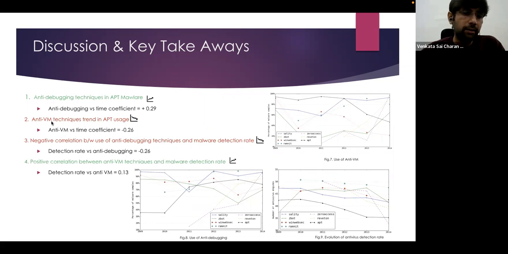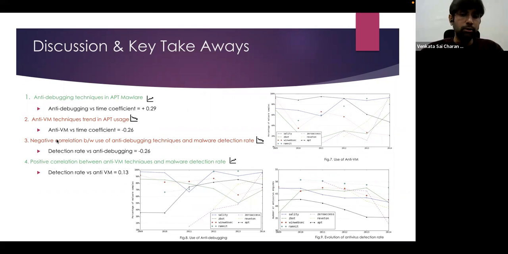And coming to the anti-VM techniques, they calculated the Spearman correlation between anti-VM and time, and it has a negative correlation index. That means over a period of time, the usage of anti-VM techniques reduced, especially in crafting these APT payloads. You can really see a sudden drop after 2012, especially in the APT scenarios.